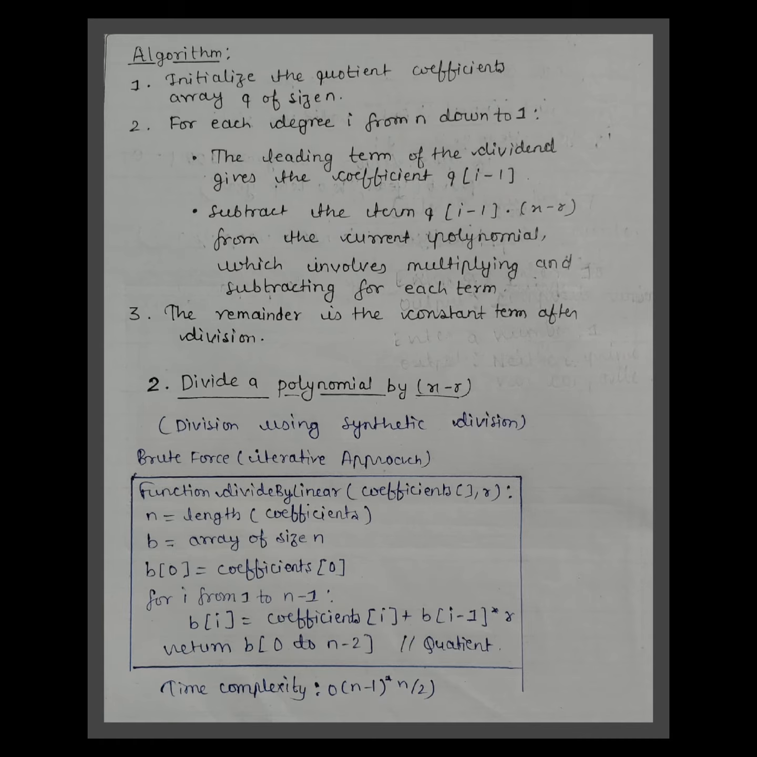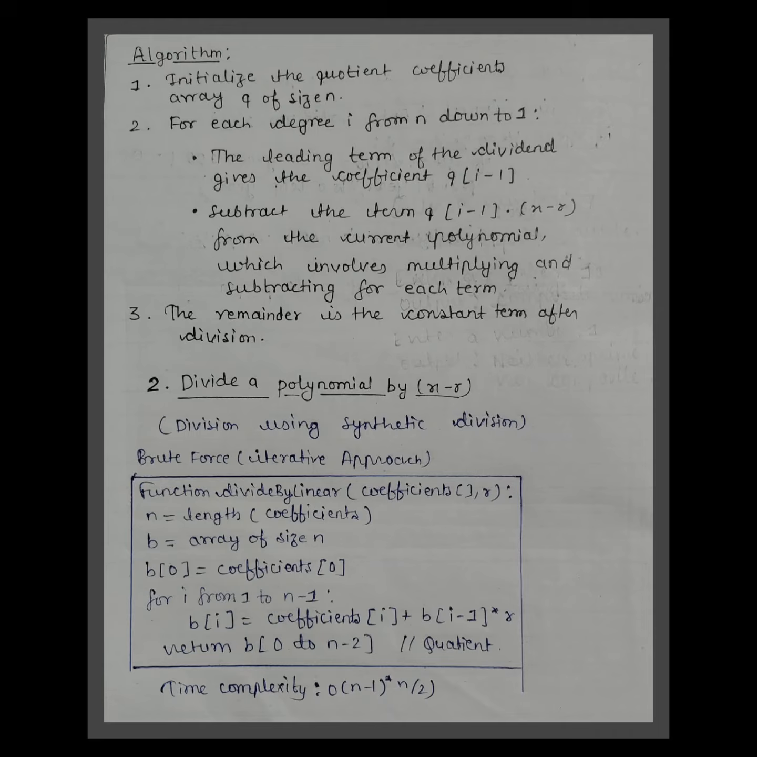Only one multiplication and one addition are done. Now task 2, divide a polynomial by x minus r. We have a given algorithm for the brute force iterative approach. First, initialize the quotient coefficients array q to size n. Second, for each degree i from n down to 1, the leading term of the dividend gives the coefficient q_(i-1). Subtract the term q_(i-1) times (x minus r) from the current polynomial, which involves multiplying and subtracting for each term.